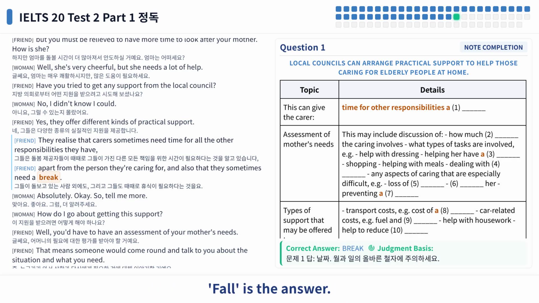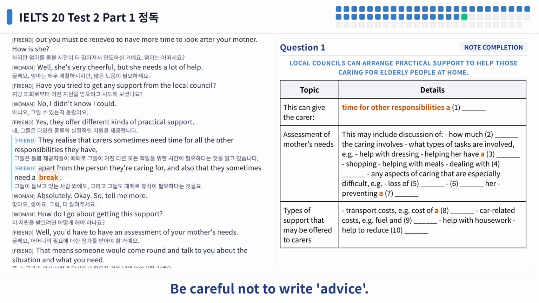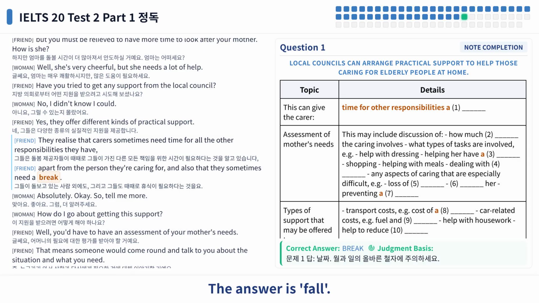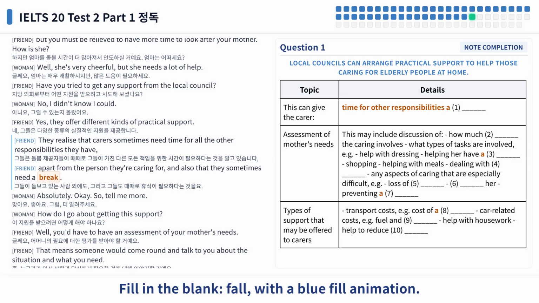Fall is the answer. Be careful not to write advice. The question asks for the specific event to prevent, not the advice. The answer is fall. Fill in the blank. Fall, with a blue fill animation.